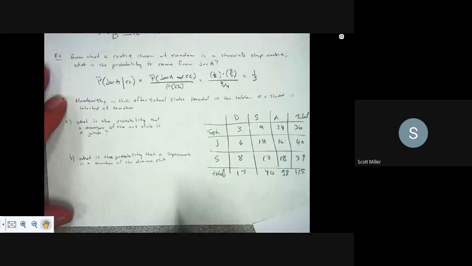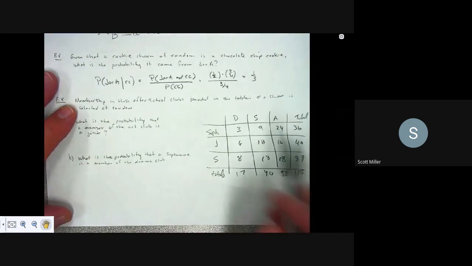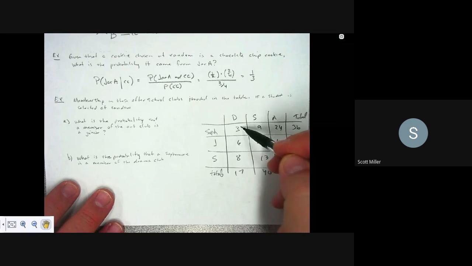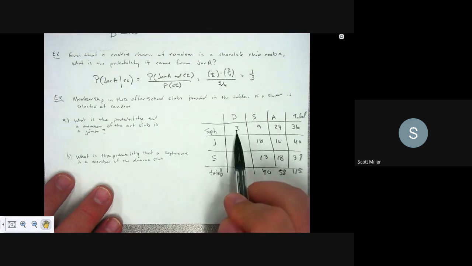What is the probability that a sophomore is a member of the drama club? So again, the same idea. How many people are in drama? What's the probability that we have a sophomore in drama? So there's 3 out of, I have the wrong number here somewhere. There's 36 sophomores, and 3 of them are in drama. So that's how that one works. There's 36 total sophomores, 3 of them are in drama.